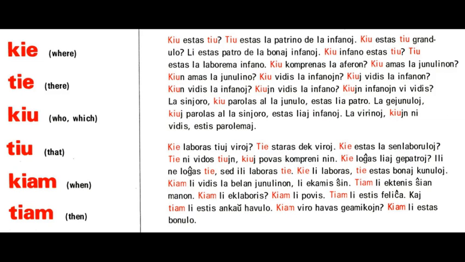In the last section, we come to 6 words which we should learn in pairs. Kie and tie, where and there. Kiu and tiu, who or which and that. Kiam and tiam, when and then. Kiu estas tiu? Who is that? Tiu estas la patrino de la infanoj. That is the children's mother.